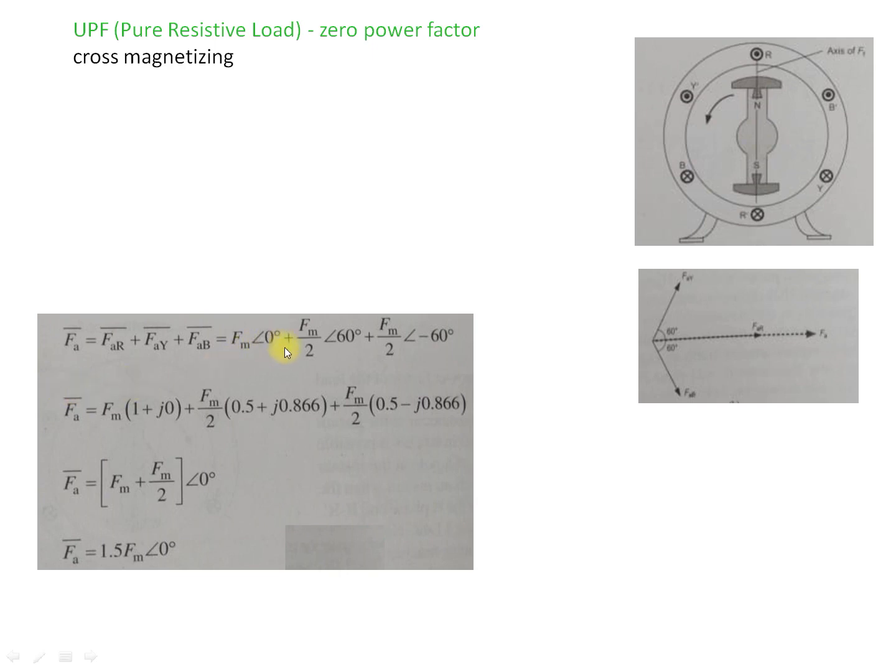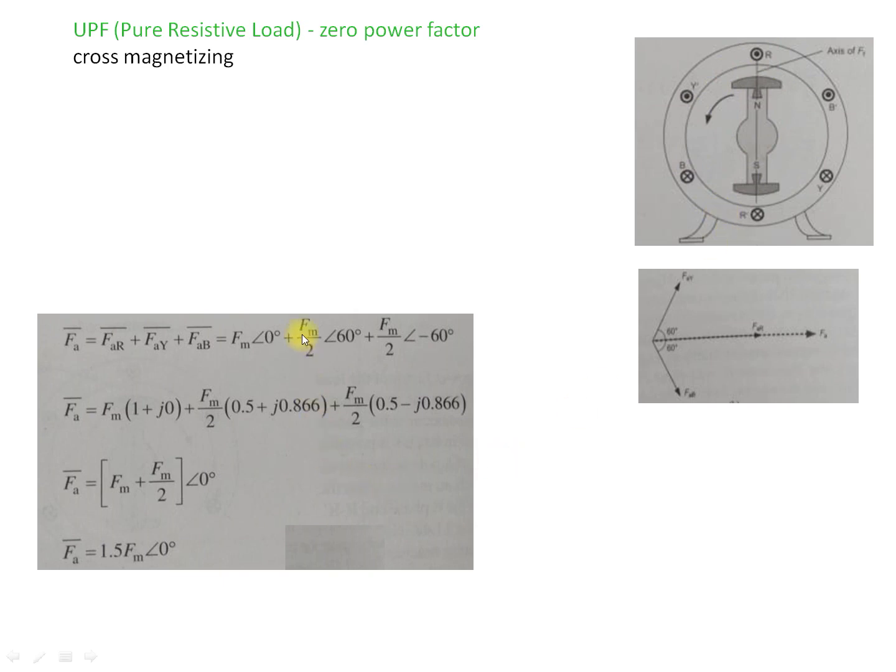This is going to be on the zero axis, that is the FAR vector, and the Y vector will be around positive 60 degrees. So Fm by 2, because that is going to be the Y axis which is on the other half of this particular rotor winding.